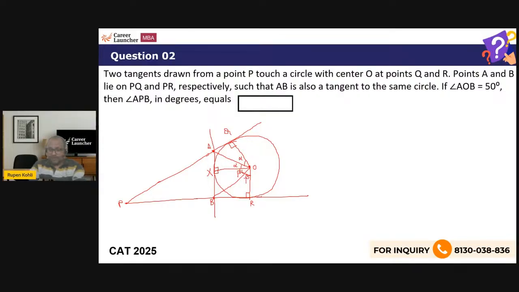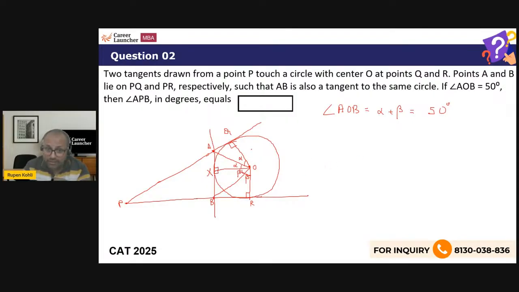Now you can see what has happened is the whole of angle AOB is nothing but alpha plus beta. I don't know alpha, I don't know beta. I'm not saying I know them. But all I'm saying is that I just need that much, because now focus on this quadrilateral that you have, obtained by the original tangents PQ and PR, right?